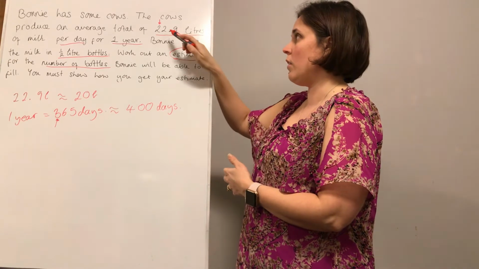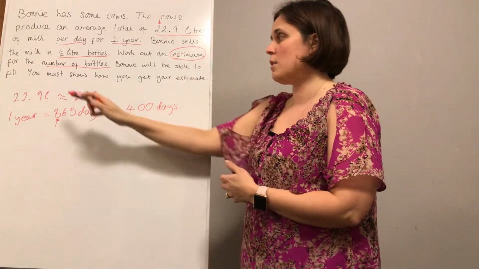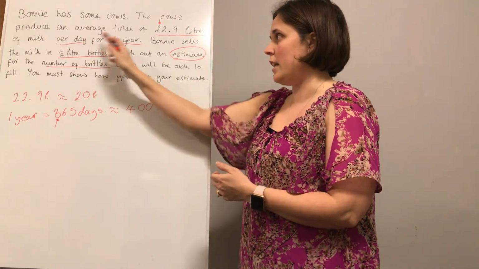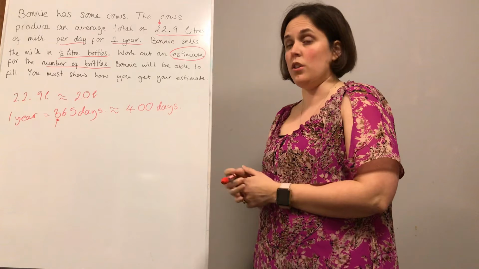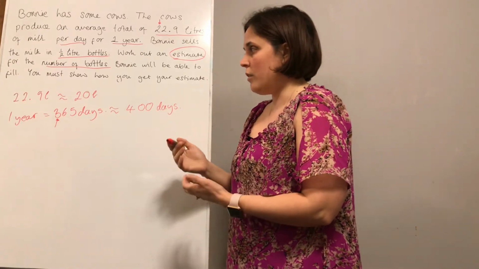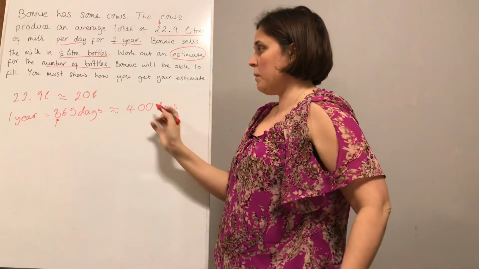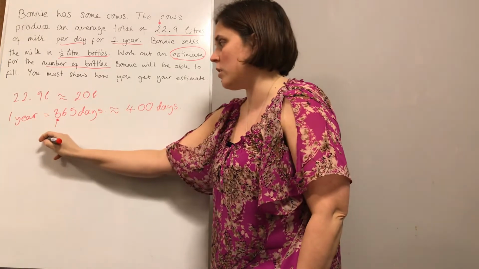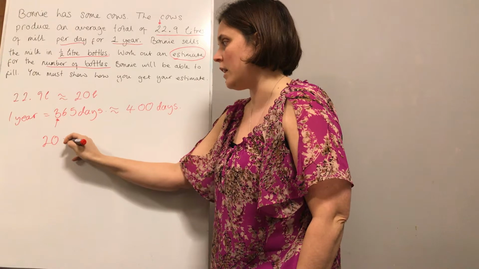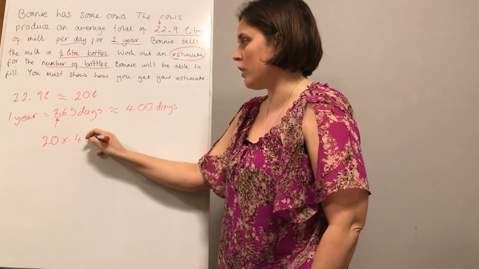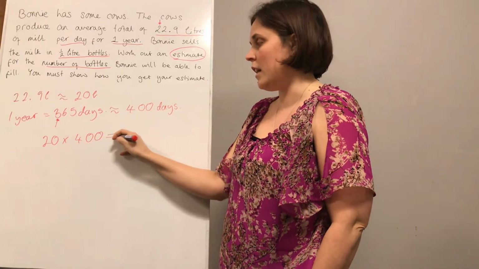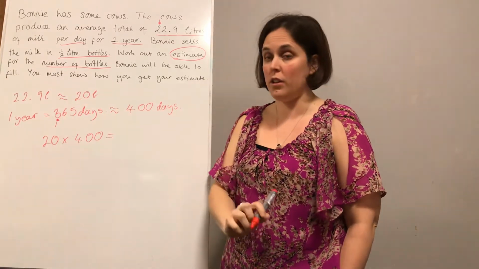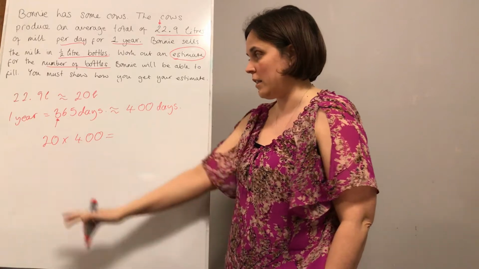Okay, so that's the first thing that we can calculate then. So we know that there are 22.9 litres, which we've rounded to 20, and we know that that's each day for 1 year, which we've rounded to 400 days. So now what we can do to calculate how much milk is created basically in that year, we just do the simple calculation of 20 multiplied by 400, which I'm sure you'll agree is a lot easier than trying to do 22.9 multiplied by 365 without your calculator.